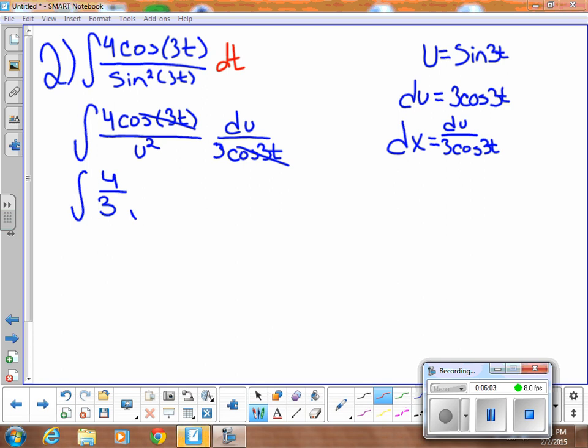No, you can put it there too. It can be inside or outside. So here now you can do u to the negative 2. Let's go ahead and bring it up already.